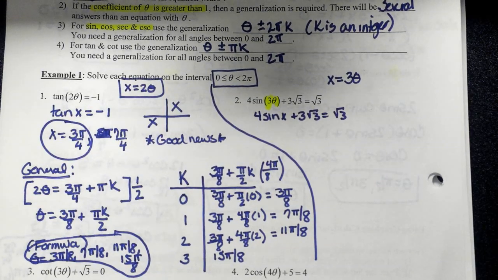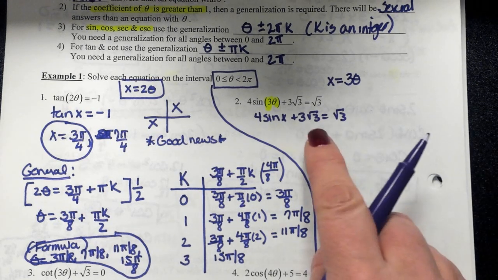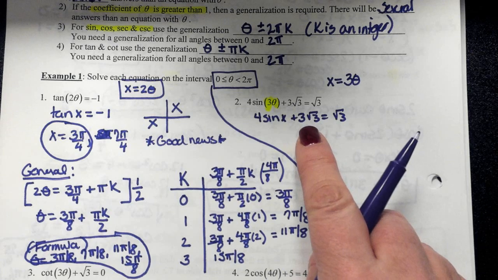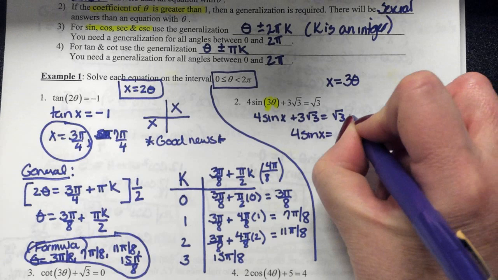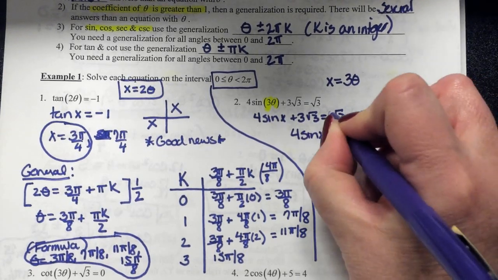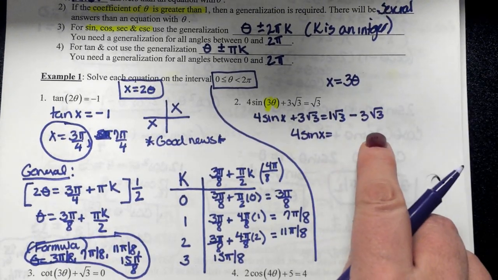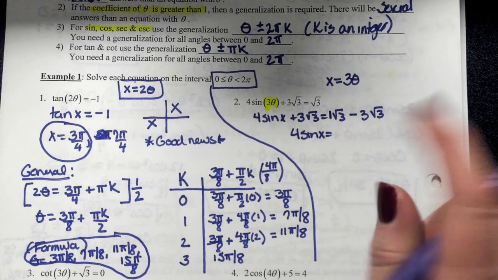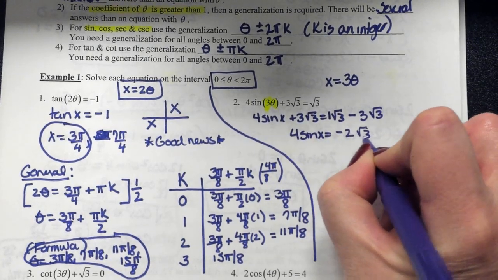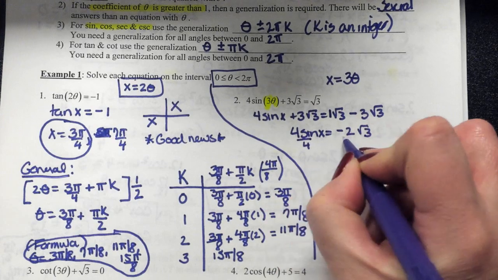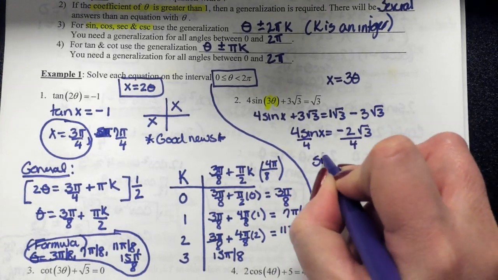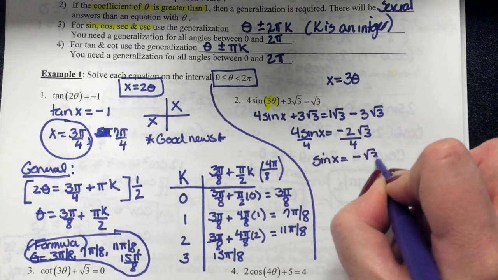Now what's the first step to get sine by itself? Remember, this is a linear equation, so I want to get sine by itself, so the first step is to subtract the 3 square root 3. Remember, square root 3 minus 3 square root 3, you subtract the coefficients and you leave the number under the radical alone. So 1 minus 3 is negative 2 square root 3. And then divide by 4. So sine x is equal to negative square root 3 over 2.